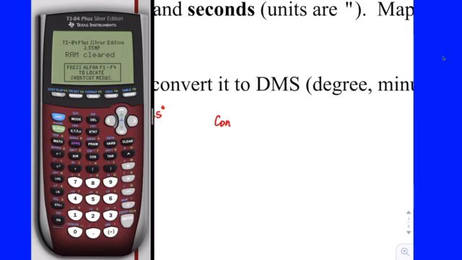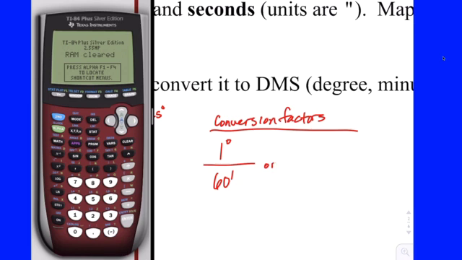When I talk about conversion factors, these are fractions that are equivalent to 1. I'm talking while I'm writing. Conversion factors are equivalent to 1. They're not equal to 1, but they're equivalent to 1. So you could say 1 degree is equal to 60 minutes, or you could flip it: 60 minutes is equal to 1 degree.